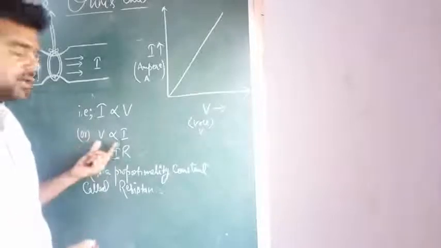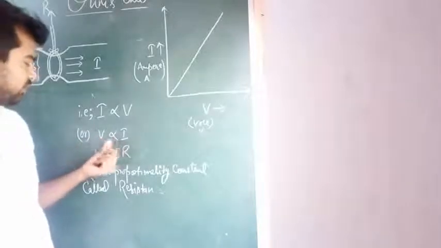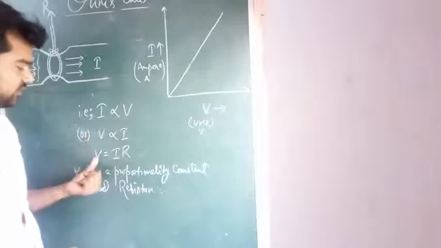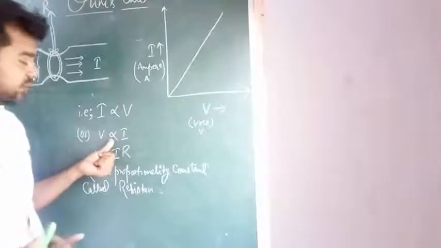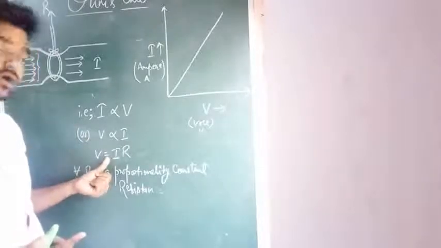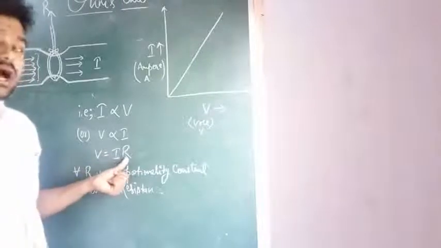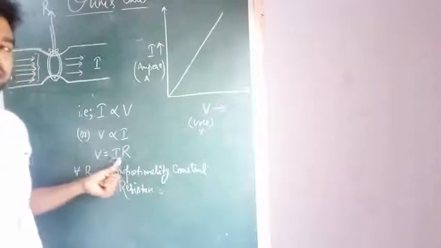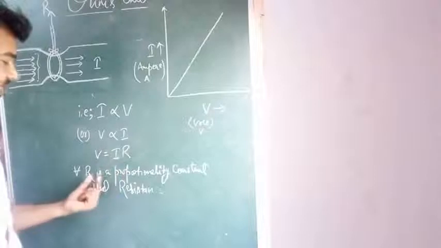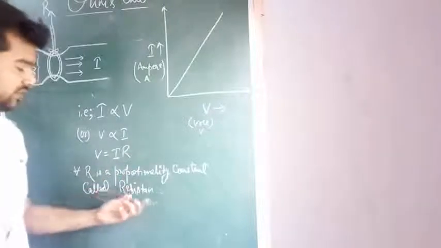I will explain it later on. V proportional to I, and on removal of the sign of proportionality, we get a sign of equality with a constant that we call R. So it is V equal to I R, where this R is a proportionality constant that we call resistance.